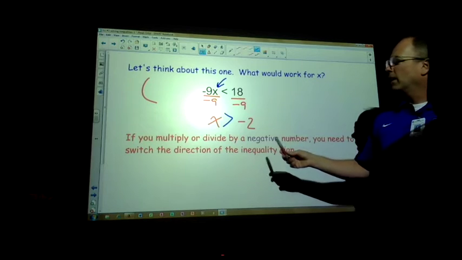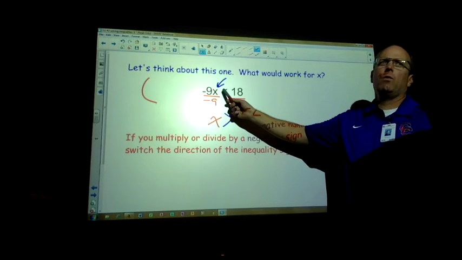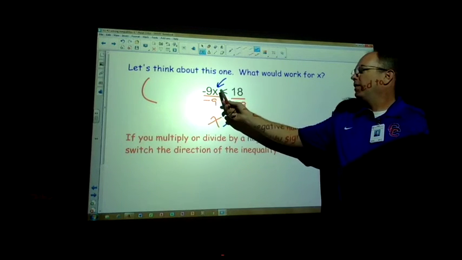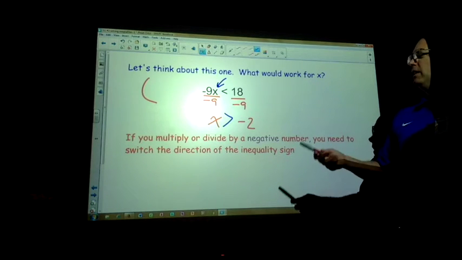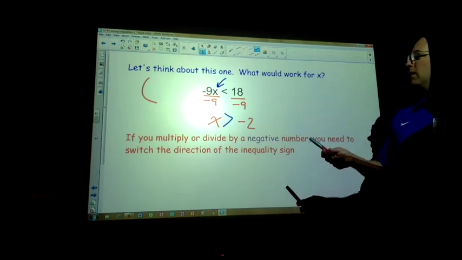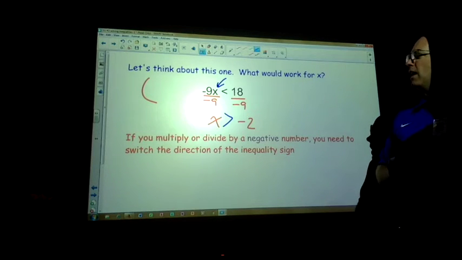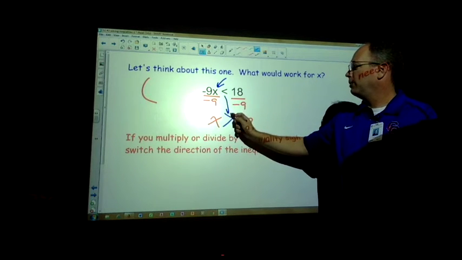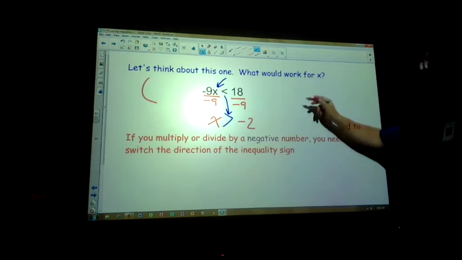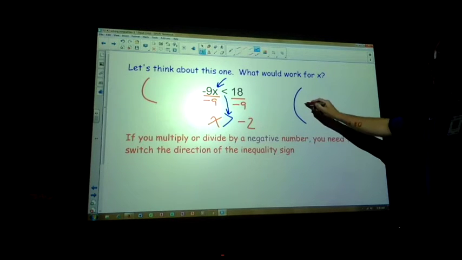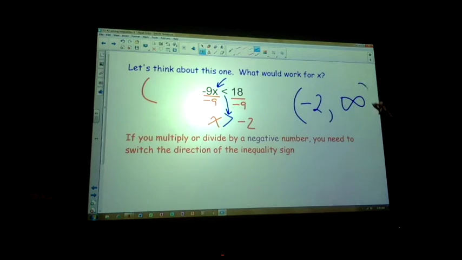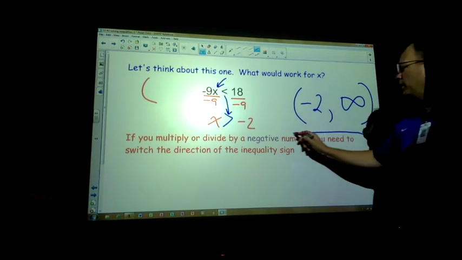Okay? Like if I plug negative 1 in here, I get negative 9 times negative 1, which is positive 9. Is 9 less than 18? If I plug 2 in, negative 9 times 2 is negative 18. Is negative 18 less than 18? Yeah. Okay? So I needed to flip the sign. This needed to take place because I multiplied or divided by a negative. So I'm starting with negative 2, not including it, and I'm going to where? Positive infinity.